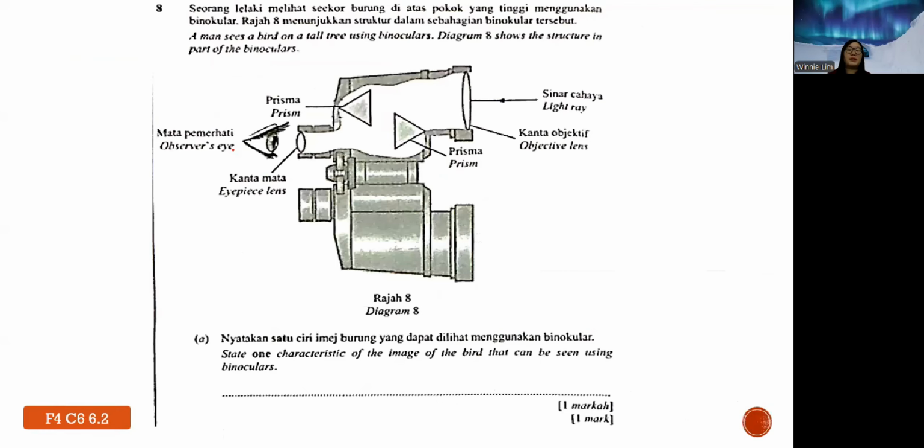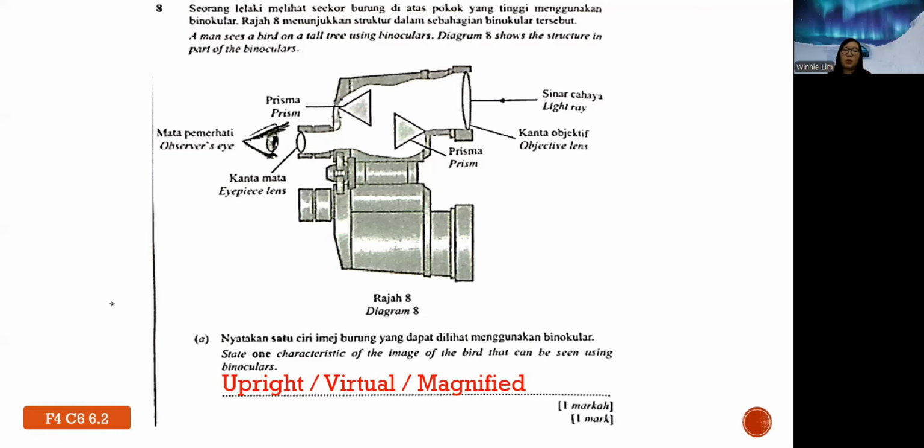Okay, then question 8. Question 8 is on a Form 4 topic, total internal reflection. A man sees a bird on a tall tree using binoculars. Diagram 8 shows the structure in part of the binocular. State one characteristic of the image of the bird that can be seen using binoculars. So the characteristic generally is supposed to be upright and then virtual.